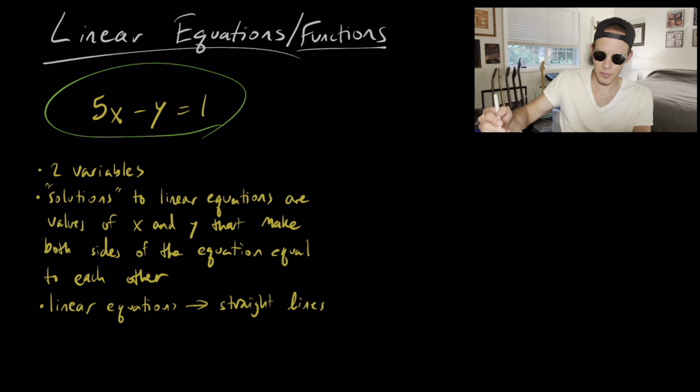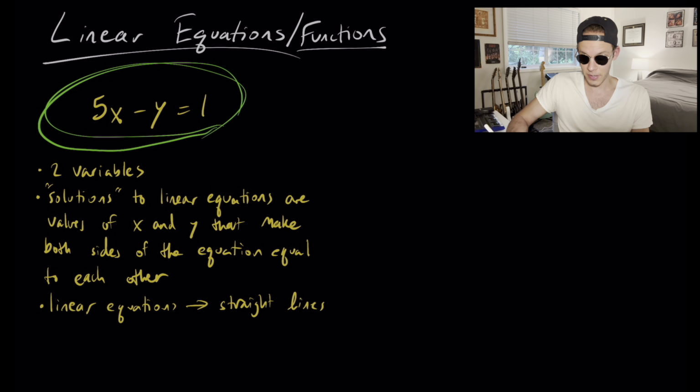And this is an example of a linear equation or a linear function. You'll see them written in different ways, and we'll get into that, but we'll start with this. 5x minus y equals 1. This is a linear equation or linear function. Linear equations have two variables. So we have an x variable and a y variable, so that checks out.